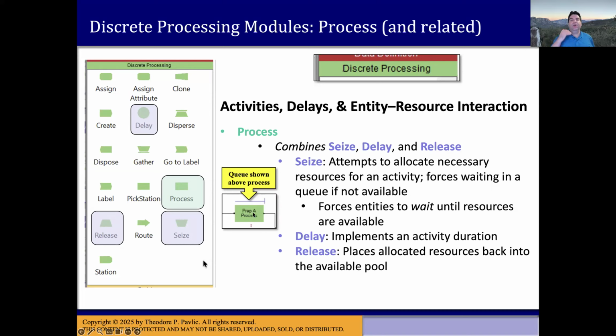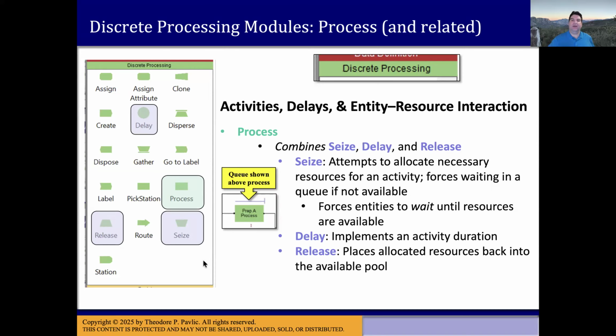A seize will grab resources for the activity, but if those resources are not available, then the entity that needs those resources to do the activity gets queued up, and during the sim it will show up on top of this little T-shaped thing in line, and you'll get to see all of the entities waiting for access to those limited resources in this queue here. But that only shows up here if you configure the process block for a seize.